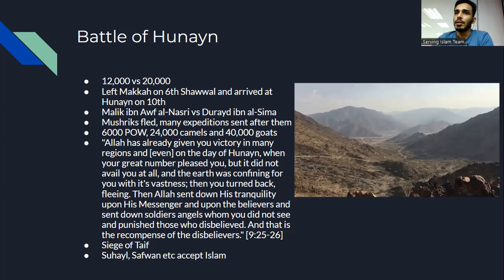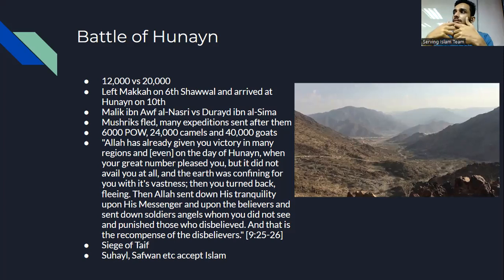Then Muhammad asked the people of Taif if anyone wanted to accept Islam, he could join. So many slaves from Taif joined the Muslims. But the Muslims were not able to penetrate the wall, so they returned back. Then the Sahabah asked Muhammad to pray against Thaqif. Muhammad refused to pray for their destruction, but he said, may Allah guide the people of Thaqif to Islam. And this is what eventually happened later.